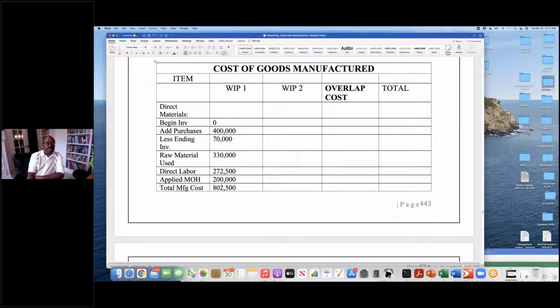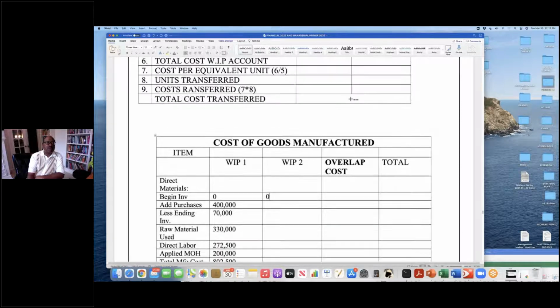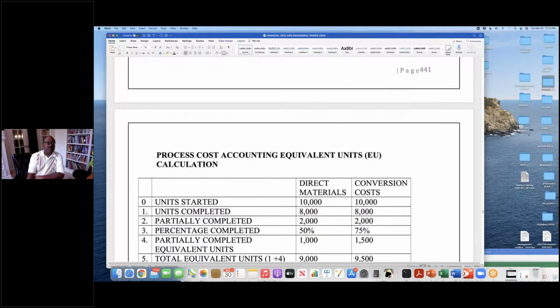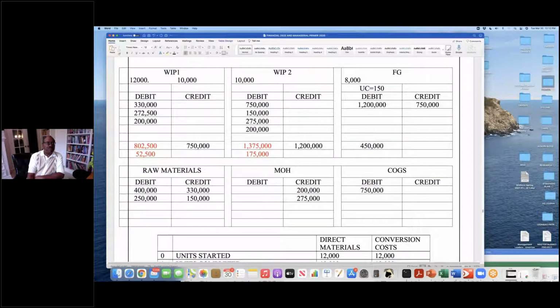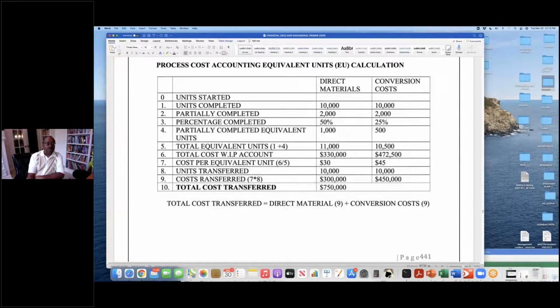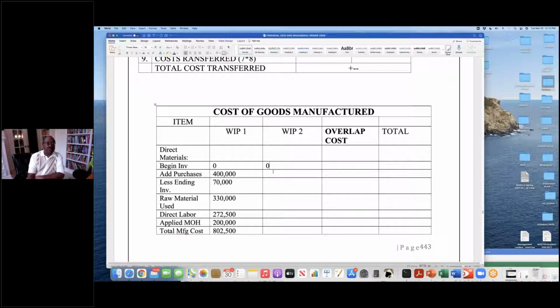Now we go to work in process 2, which had a beginning inventory of 0. Their purchases, 250,000. So they purchased 250. Another 750 transferred in directly. So that was $1 million, correct?